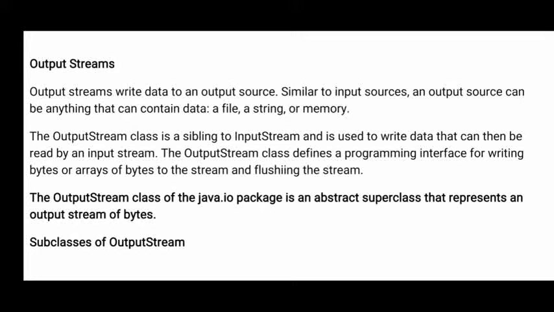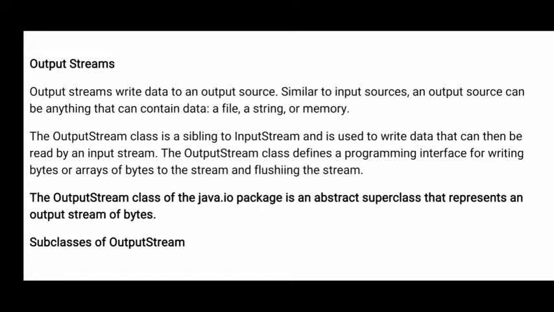See here in the definition, output streams write data to an output source. Output source means, for example, if you want to display data on the monitor, we cannot display directly in the monitor, so we will use some console. So data should come from your program to the console. That is possible by using output streams. So it is similar to the input source. An output source can be anything that can contain data: a file, a string, memory. Like whenever the user is giving any input, it may be data, or it may be a file, or it may be an image.